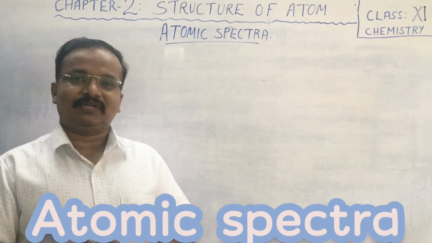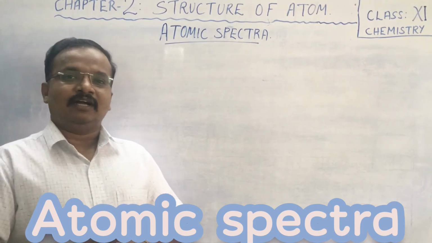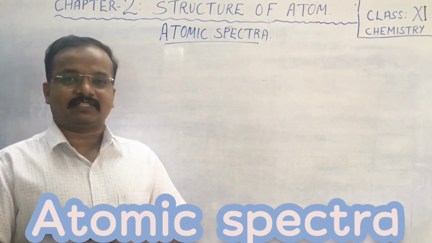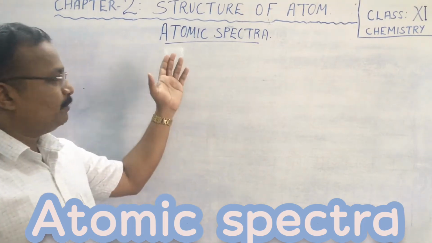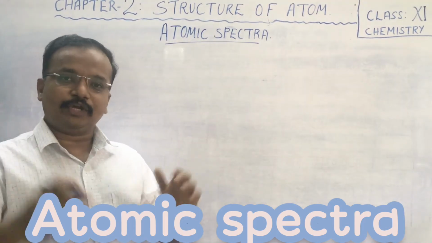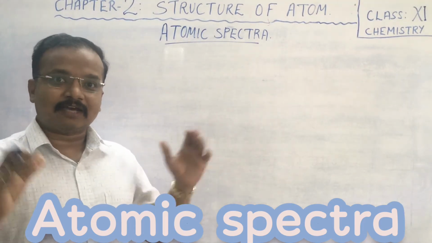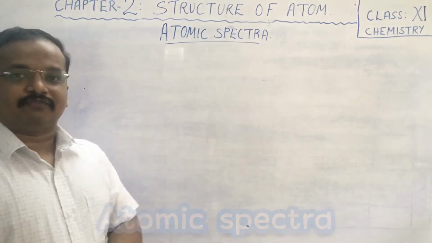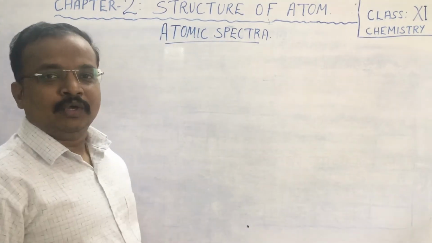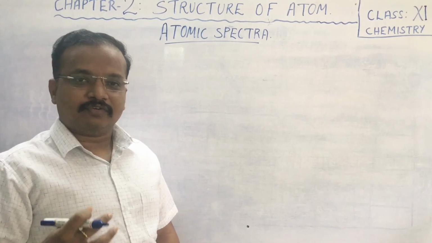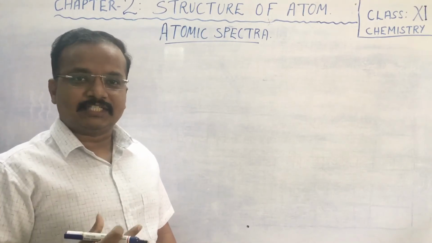Today we shall discuss evidences for the quantized energy levels, that is, atomic spectra. Before going into atomic spectra, let us have a look into some properties of light. Children, as you know, light is a form of photons of energy only.